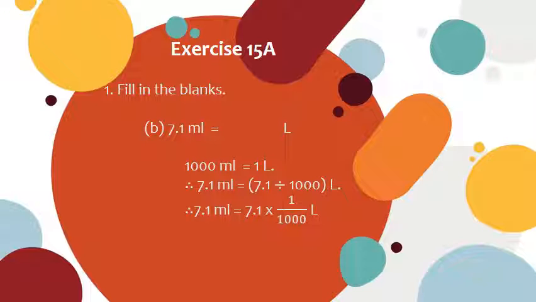This is equal to 7.1 multiplied by 1 upon 1000 liter, or we can say 7.1 upon 1000 liter, which is equal to 0.0071 liters. So 7.1 milliliter is equal to 0.0071 liters.